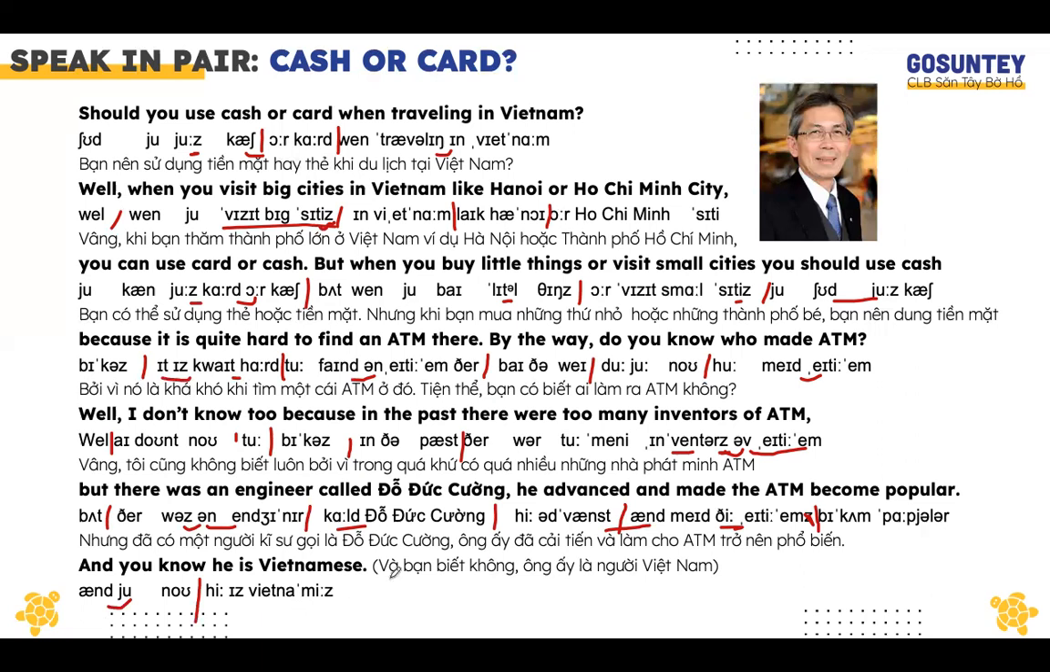Should you use cash or card when traveling in Vietnam? Well, when you visit big cities in Vietnam like Hanoi or Ho Chi Minh City, you can use card or cash. But when you buy little things or visit small cities, you should use cash because it is quite hard to find an ATM there. By the way, do you know who made the ATM? Well, I don't know either, because in the past there were too many inventors of ATM, but there was an engineer called Đỗ Đức Cường. He advanced and made the ATM become popular. And you know, he is Vietnamese.